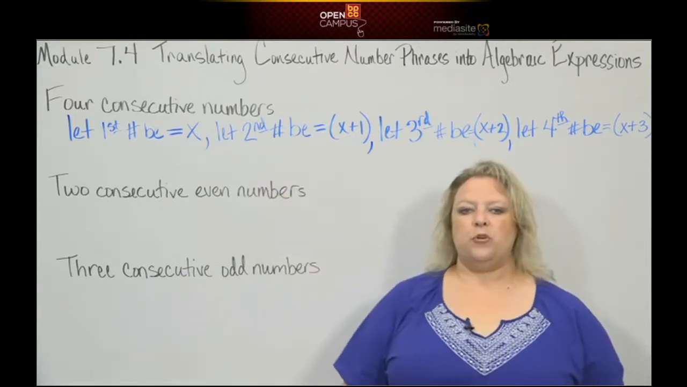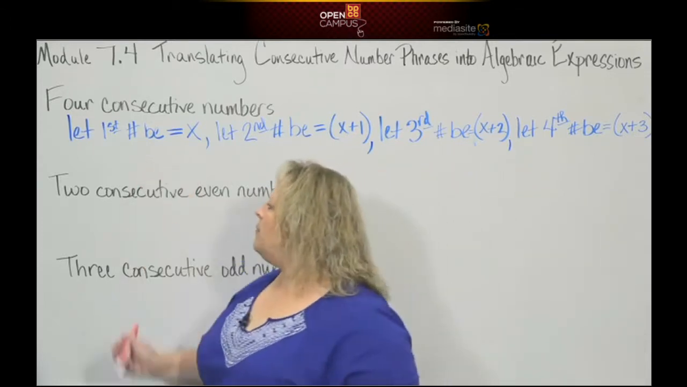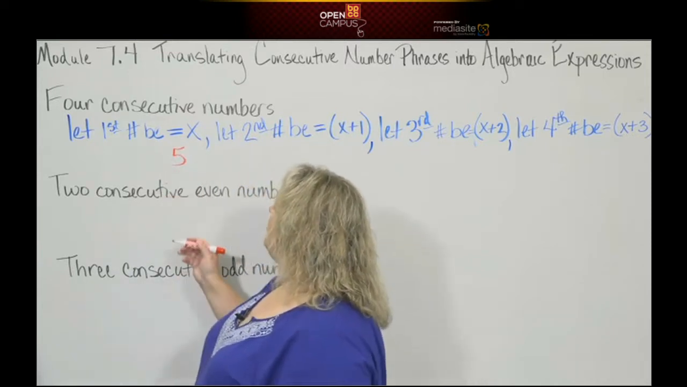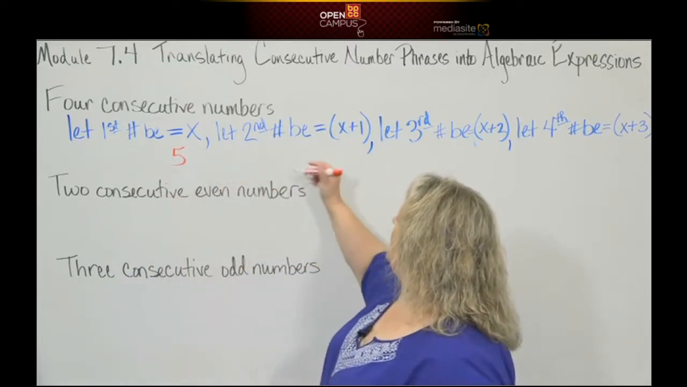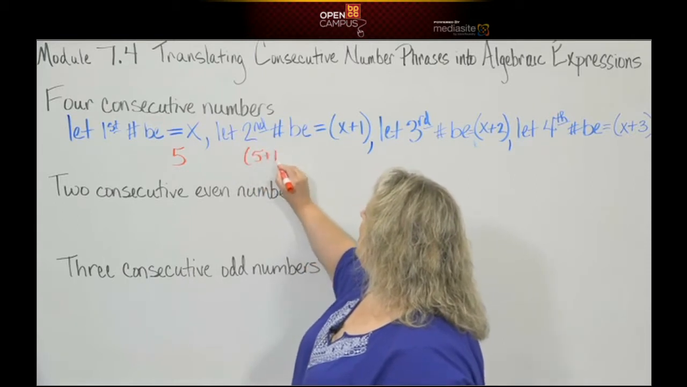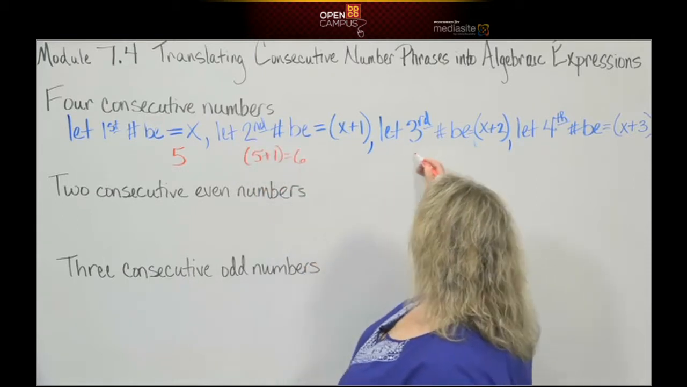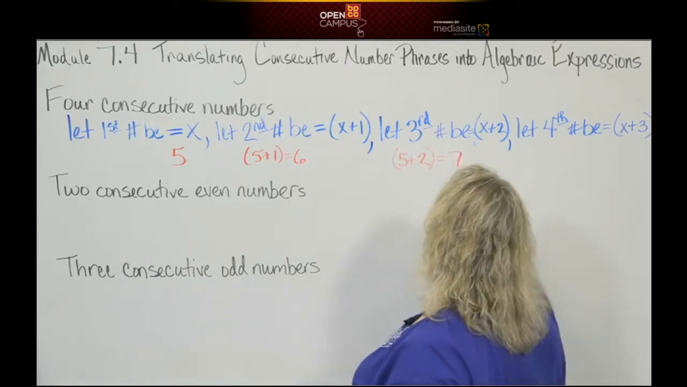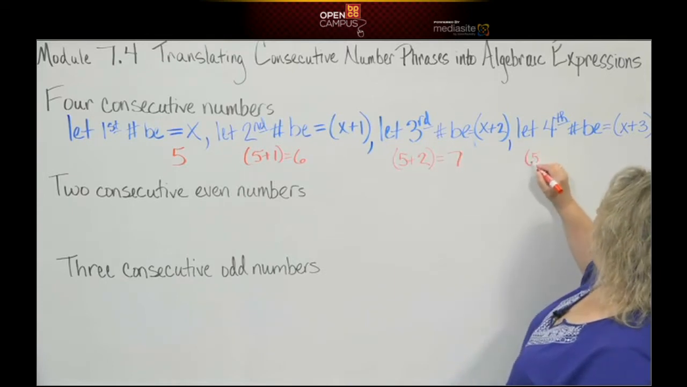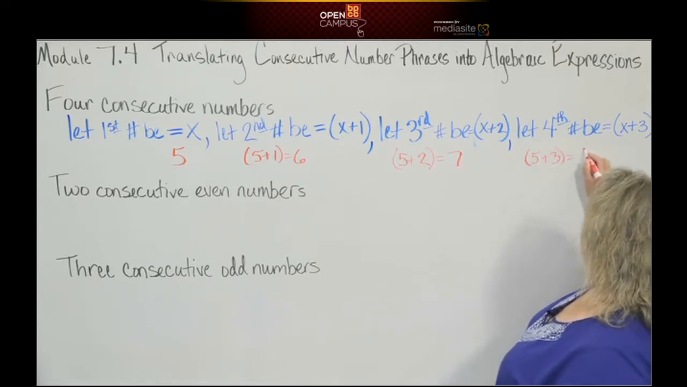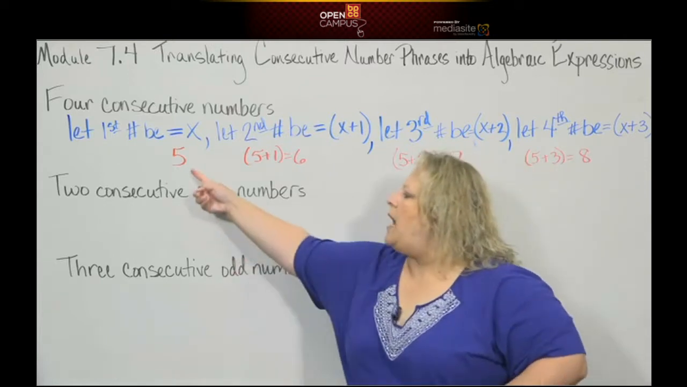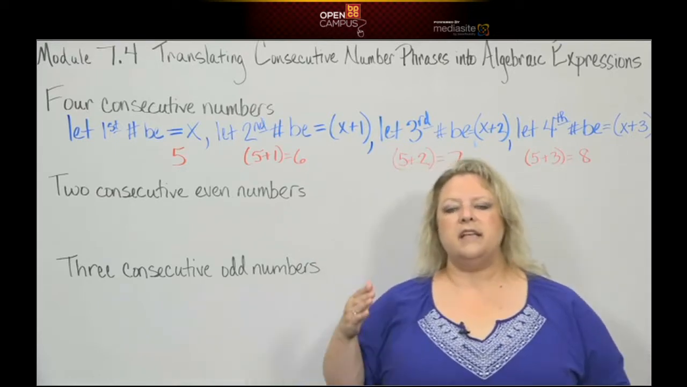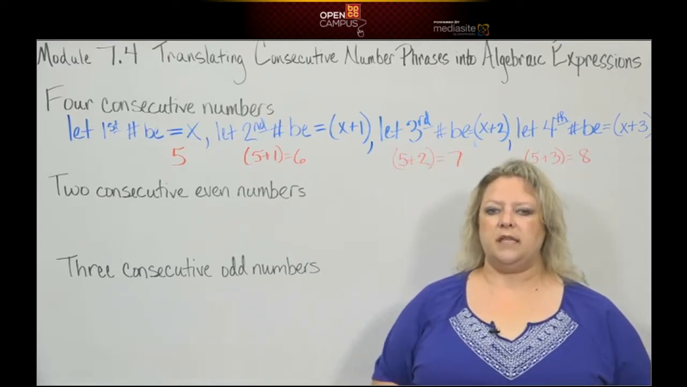So let's just pretend that I said my first number is a 5. If my first number is a 5, then my second number would be 5 plus 1, which is 6. My third number would be 5 plus 2, which would be 7. And my last number would be 5 plus 3, which is 8. And if you look at these, 5, 6, 7, 8. Those are numbers on the number line, consecutive, one after the other, not skipping anything.